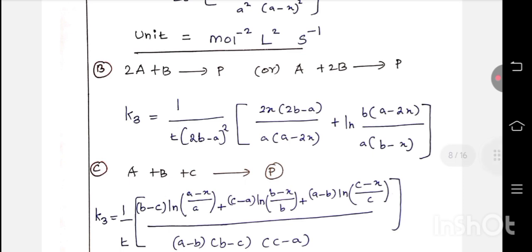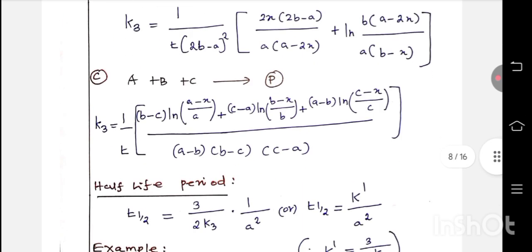Second type, 2A plus B gives product, or A plus 2B gives P. The rate constant K3 equal to this type, 1 by T into 2B minus A square into 2X 2B minus A divided by A into A minus 2X plus ln B into A minus 2X divided by A into B minus X. The third type, A plus B plus C gives product.